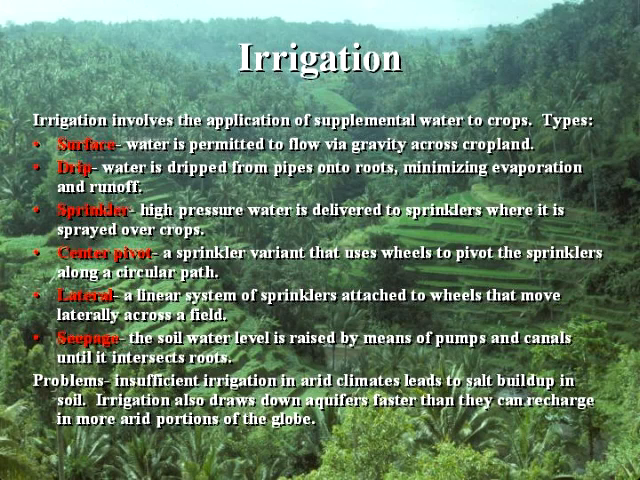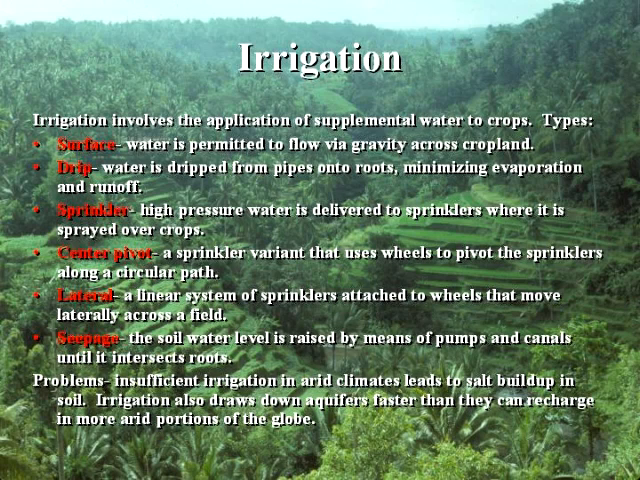Lateral irrigation is a linear system of sprinklers that are attached to wheels. You often see this used in turf farms, places that grow grass for lawns. They'll have these lateral sprinkler systems where they'll actually roll across the field and apply water via that kind of a system.